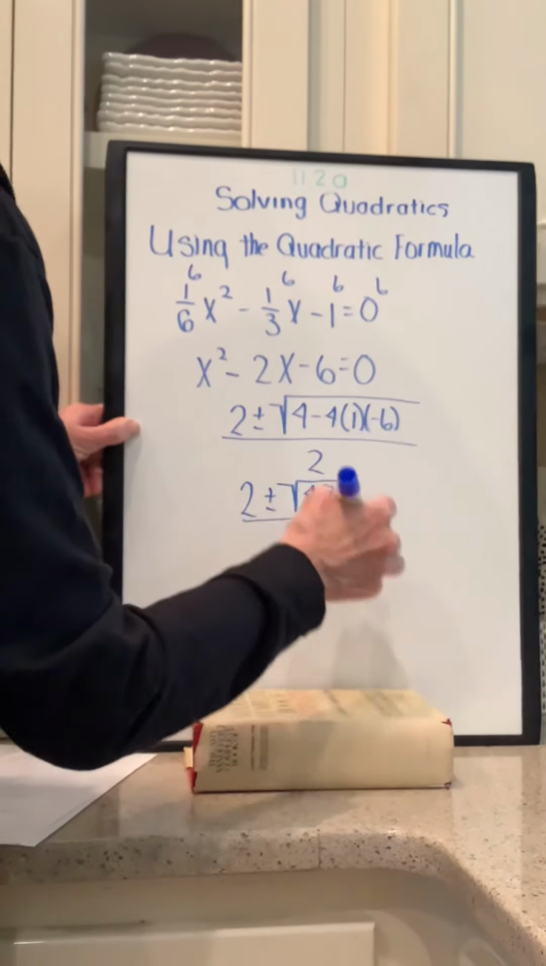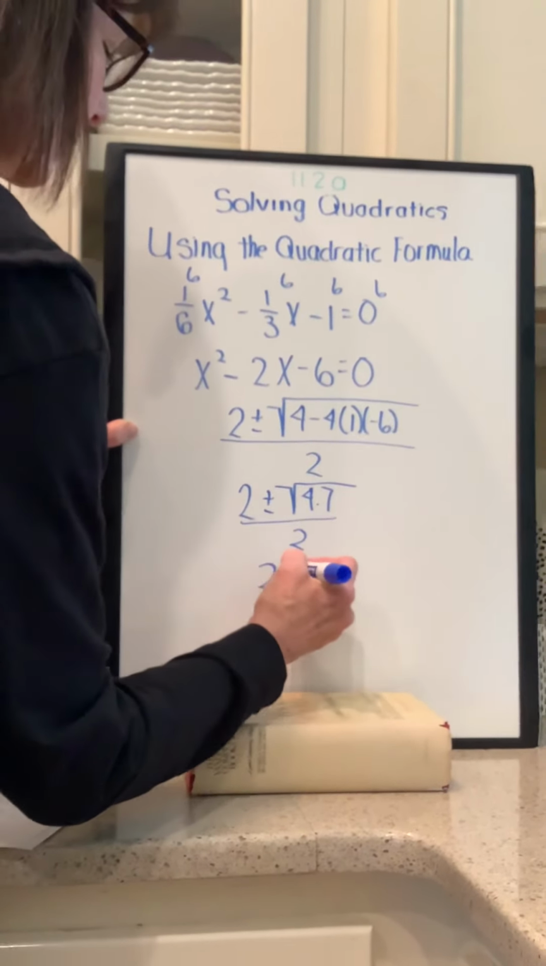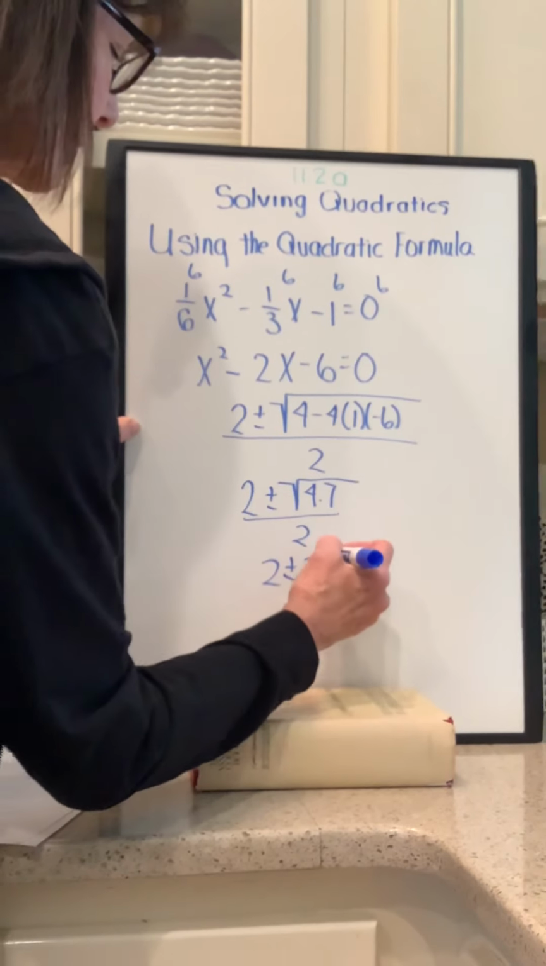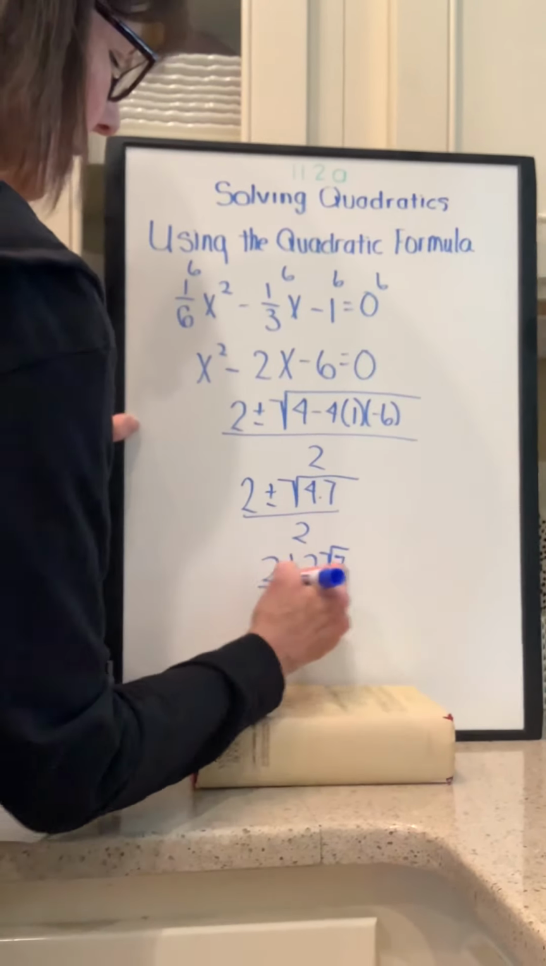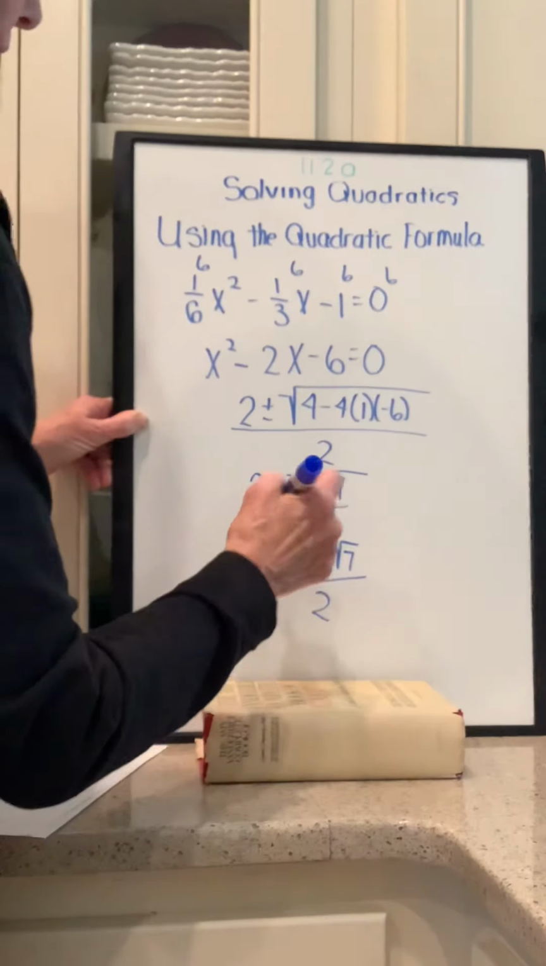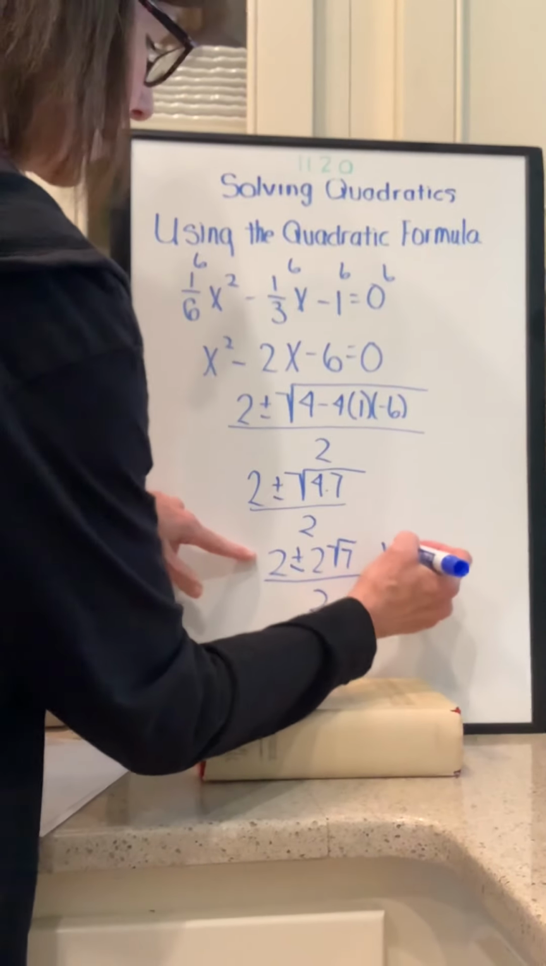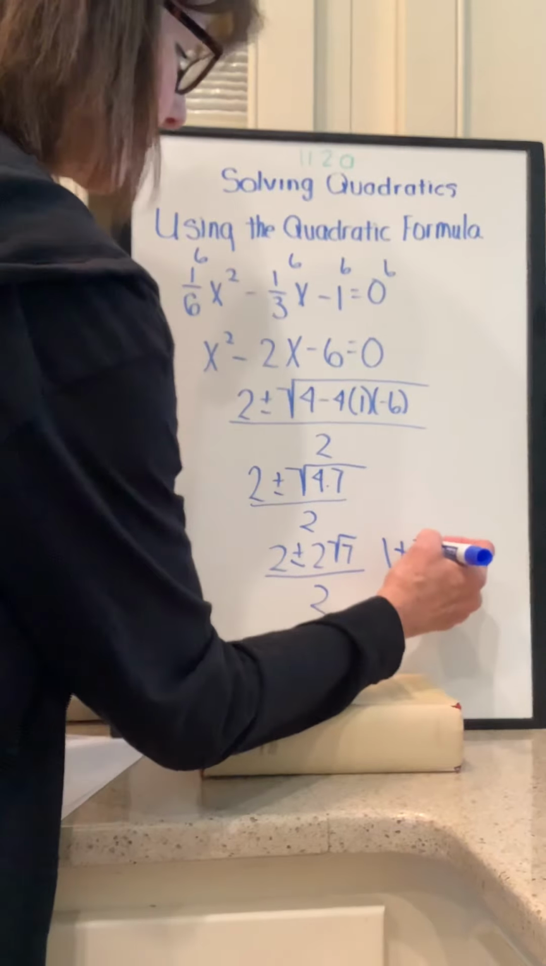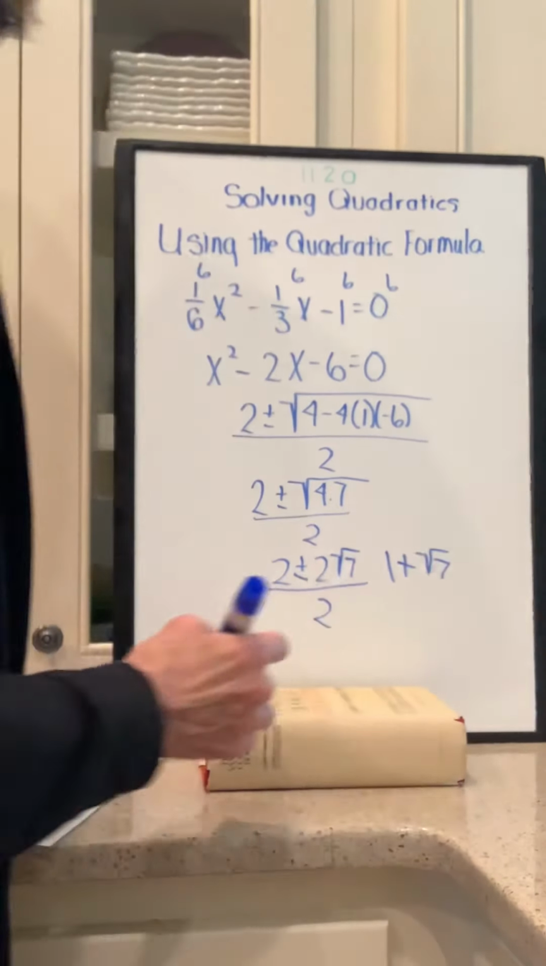We're going to take out the square root of 4, which is 2, so that's 2 plus or minus 2 times the square root of 7, all over 2. We have 3 terms, 2 goes into all of those, goes in here 1 time, so that's 1, plus 1 square root of 7, all over 1.